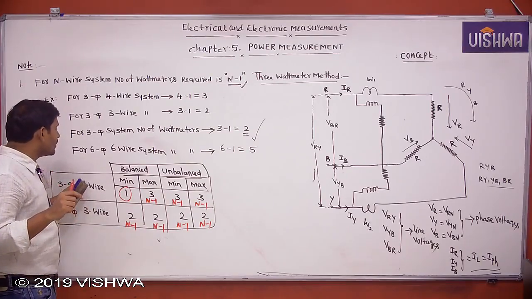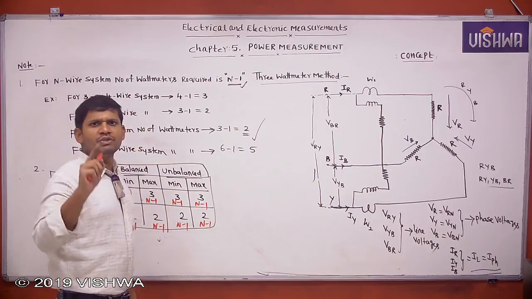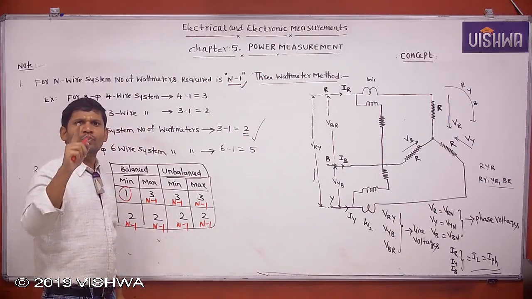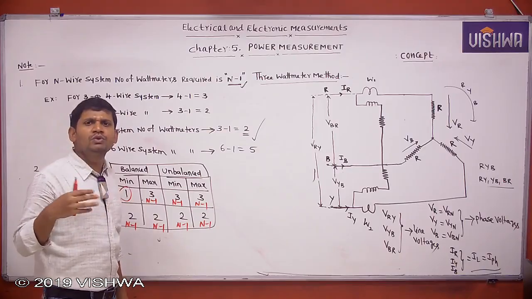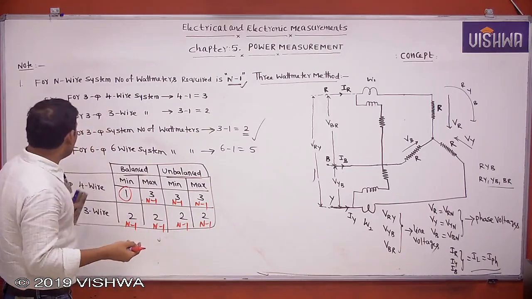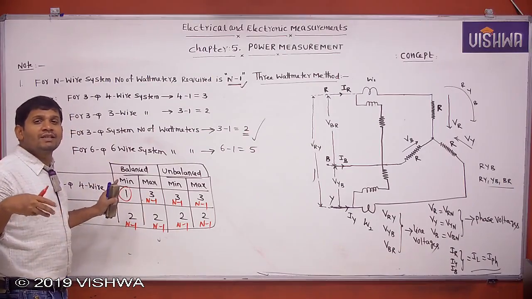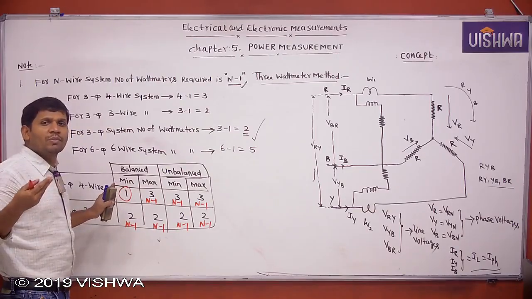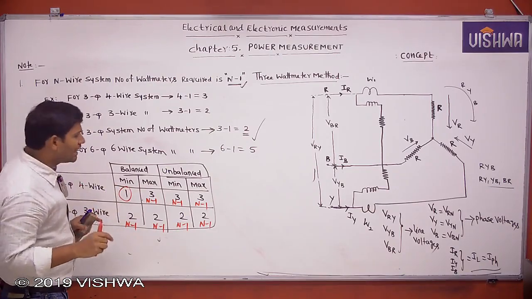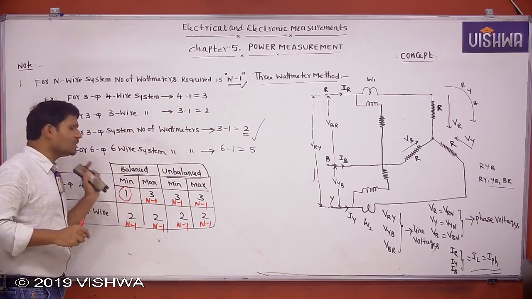Because of balanced, you multiply by 3, then you can get the 3 phase power. It means using a single wattmeter, first you measure 1 phase power, then multiply by 3, and you get the 3 phase power. That's the reason why, if the neutral is present and balanced is given, you can measure the 3 phase power with no need for more wattmeters; a single wattmeter is enough. In all the remaining cases, the formula is applicable except this one.